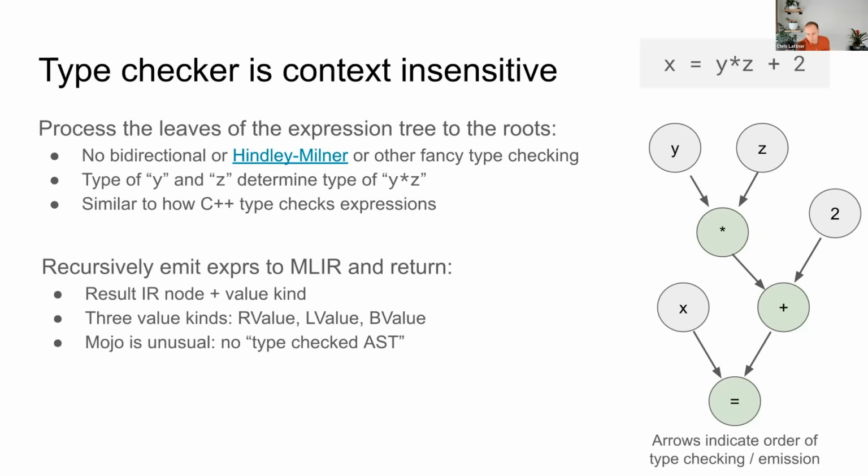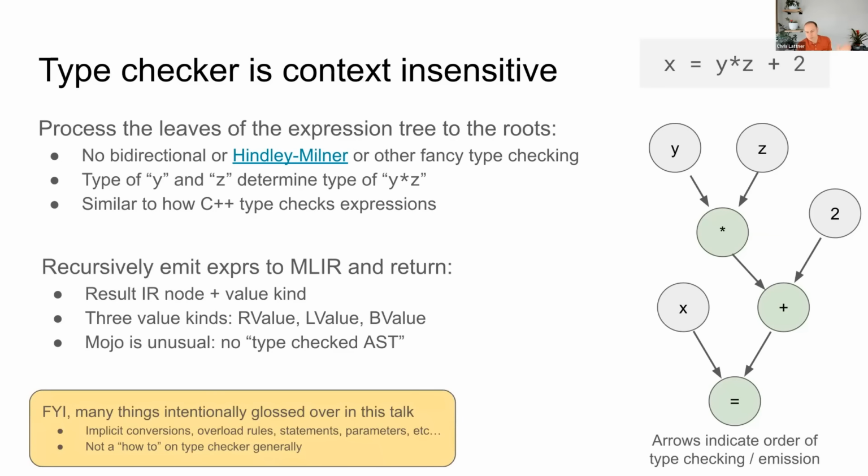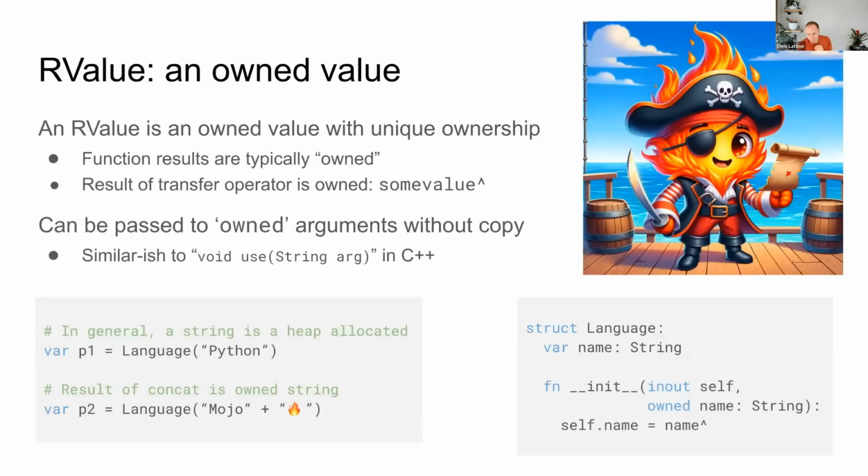And there's three kinds in Mojo. There's RValues, LValues, and BValues. And so I'll talk about what that means. There's tons of interesting things in Mojo I'm not going to talk about. This is really taking a very narrow slice of all the cool things and just focusing on ownership, of course. Let's start with Mojo talking like a pirate with RValues.